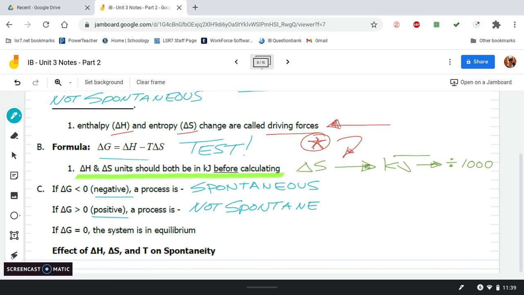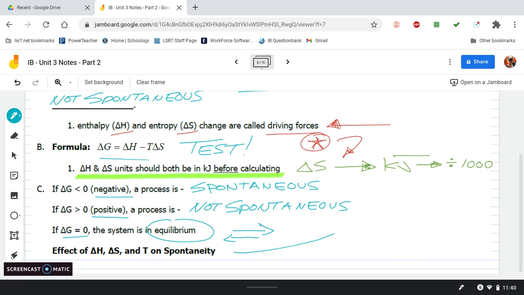It means it's not going to happen unless you give it a bit of a bump. And then if it's at equilibrium, which is delta G exactly 0, which is very, very rare, then it's in equilibrium. What equilibrium means is that the reaction has stopped, and the forward reaction and the reverse reaction have come to the same rate, so the reaction is not doing anything anymore. We'll talk about equilibrium in a different chapter.